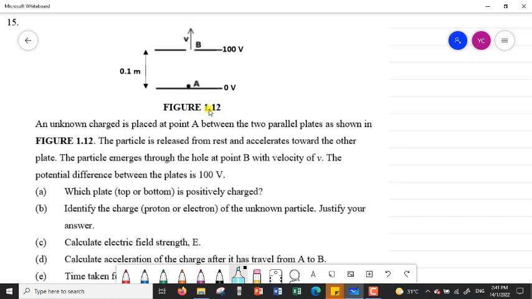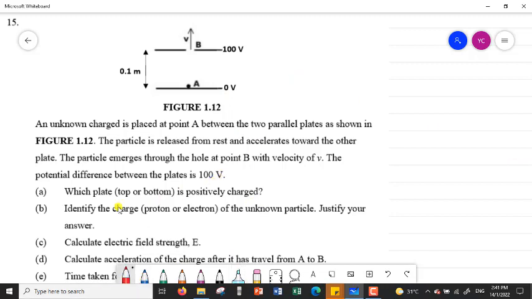We are given figure 1.12, refer to figure 1.12. An unknown charge is placed at point A between two parallel plates. This particle with the unknown charge, we don't know whether it's positive or negative, is released from rest and accelerates towards the other plate. The particle will emerge through the hole at point B with the velocity v. The potential difference between the plates is given as 100 volts. Question A, which plate, the top or the bottom, is positively charged?